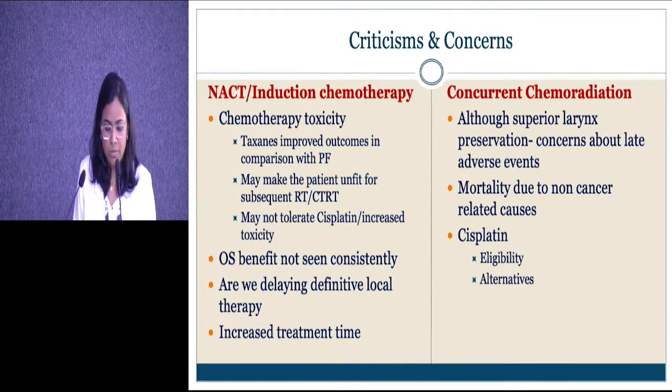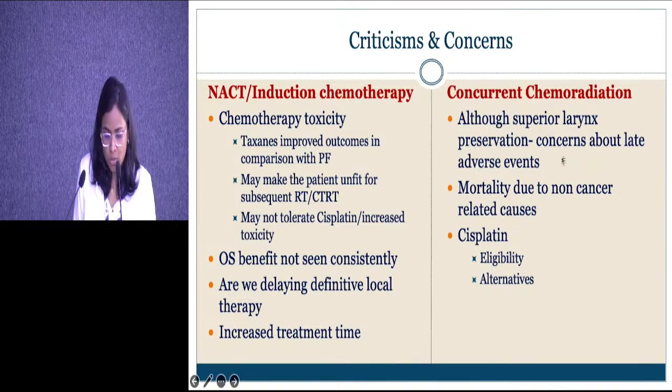And the question is whether we are delaying local therapy and whether the use of these drugs, that is using a TPF or PF, made the patients unfit for subsequent therapy if they did not tolerate it well, or they would not tolerate the concurrent cisplatin that was used during chemoradiation in some studies. So these older studies of course used higher doses of platinum, and especially they used 100 milligram per meter square of cisplatin 3 weekly as a radiosensitizing agent. So these were the concerns that they had, and the fact that it increased treatment time, and there may be dropouts during the NACT period, or patients may not complete the planned radiation.